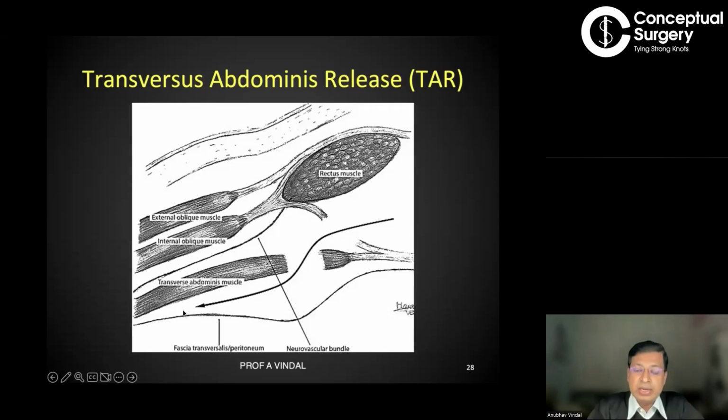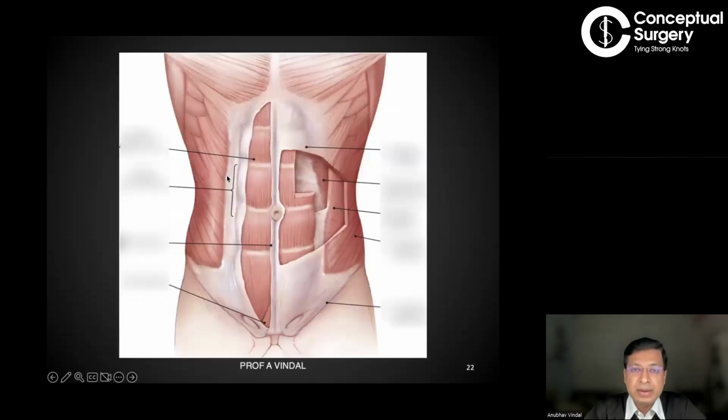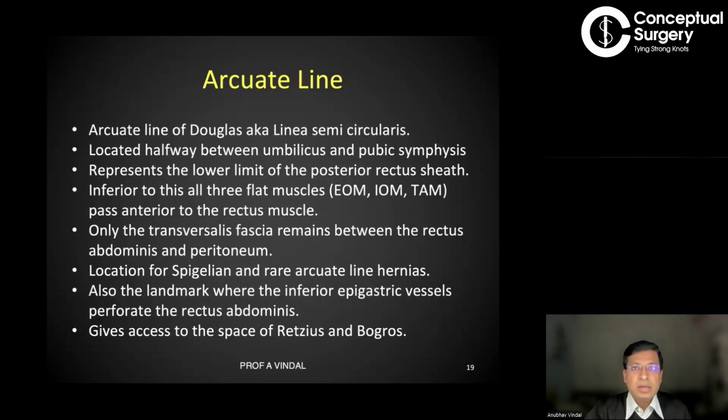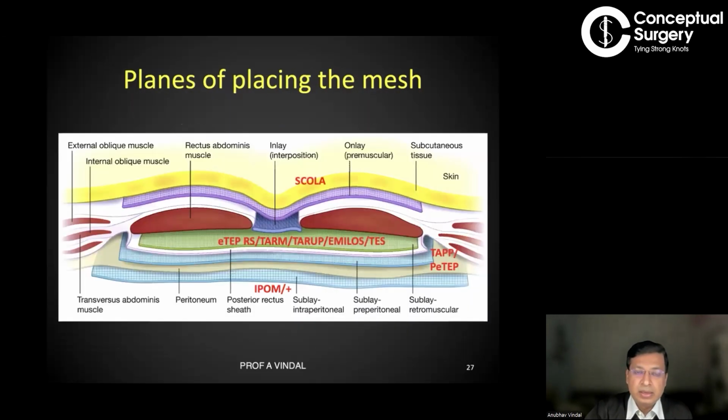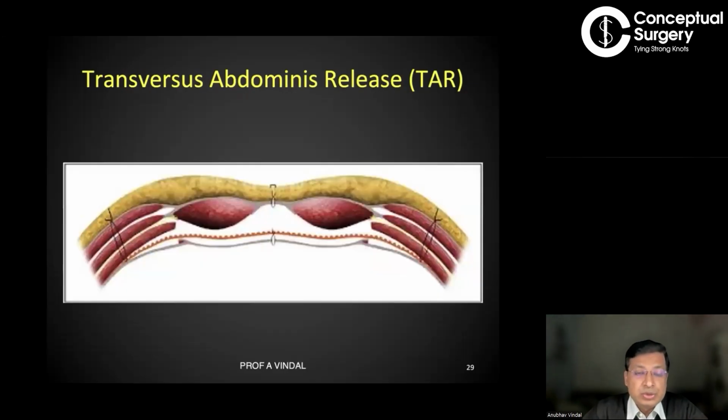And what is the posterior limit of this plane? So if I go back to this diagram, the posterior limit of this plane is all the way to the psoas and the quadratus lumborum. So a large mesh starting from the midline going all the way to the psoas and the quadratus lumborum can be placed on either side, thereby buttressing the defect and augmenting the repair. So this is the plane in which the mesh after a transversus abdominis release is finally placed.